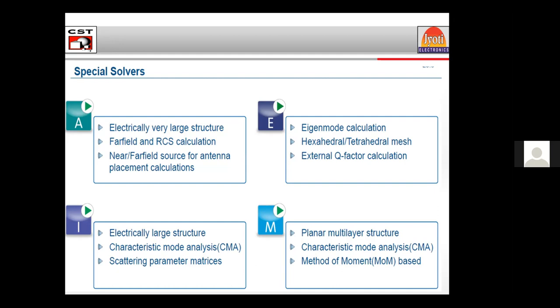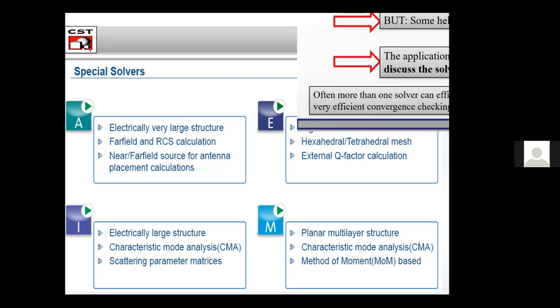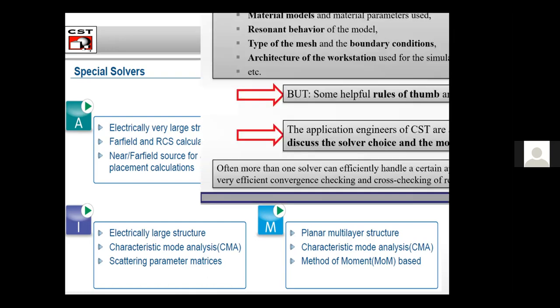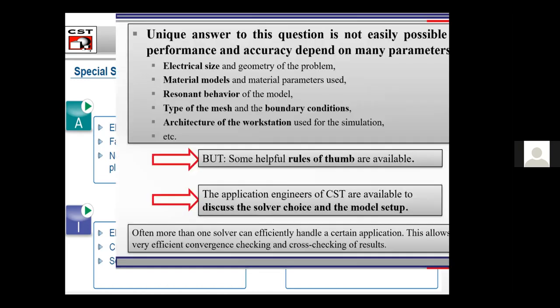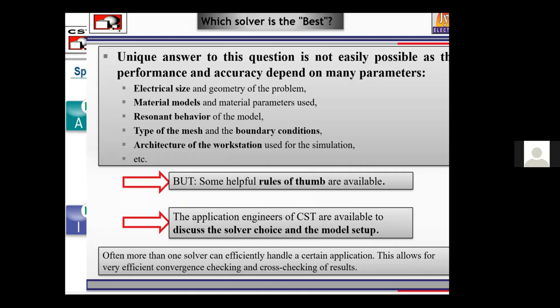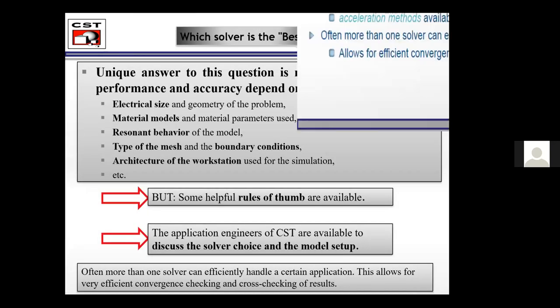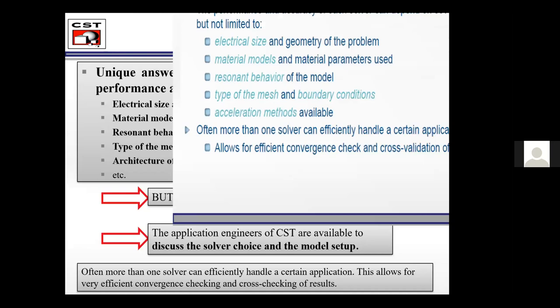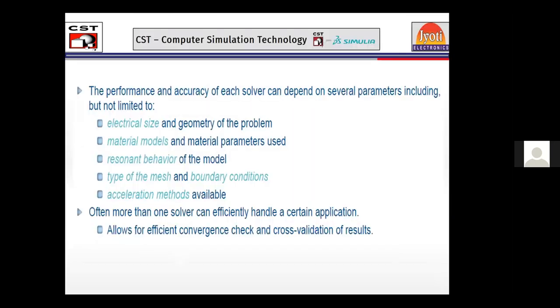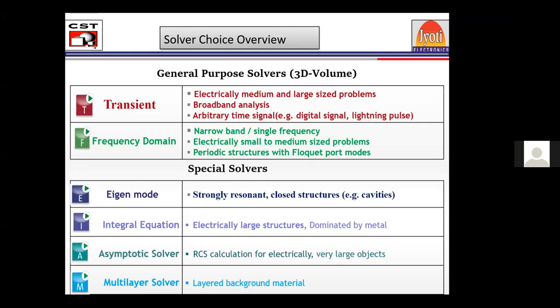Other than this, multi-layer is used for multi-layer structures. Characteristic mode analysis is there, and it's based on method of moments. The unique properties depend on the electrical size, material model, resonant behavior, type of mesh, boundary, and architecture of the workstation. So all these things will be taken care of here. There are basically two types of design solver, called general purpose solver.